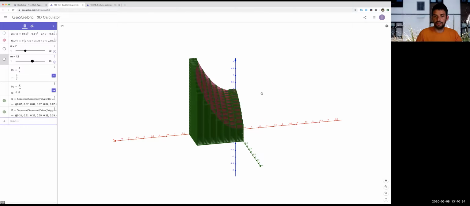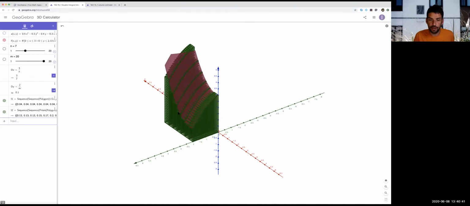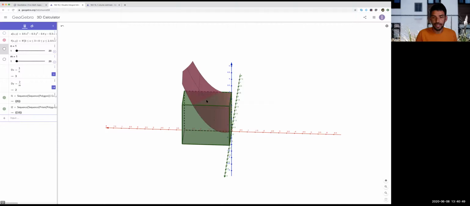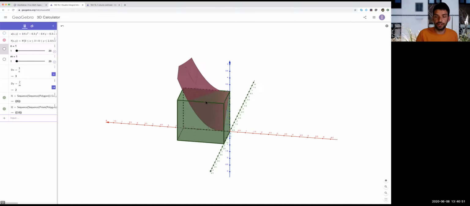So it's a bit hard for the computer to render now, so it won't let me move. But as you can imagine, we're looking now at a better approximation. In fact, let's go backwards for a second. Let's turn down our approximation. Here's the simplest approximation, a single cube.